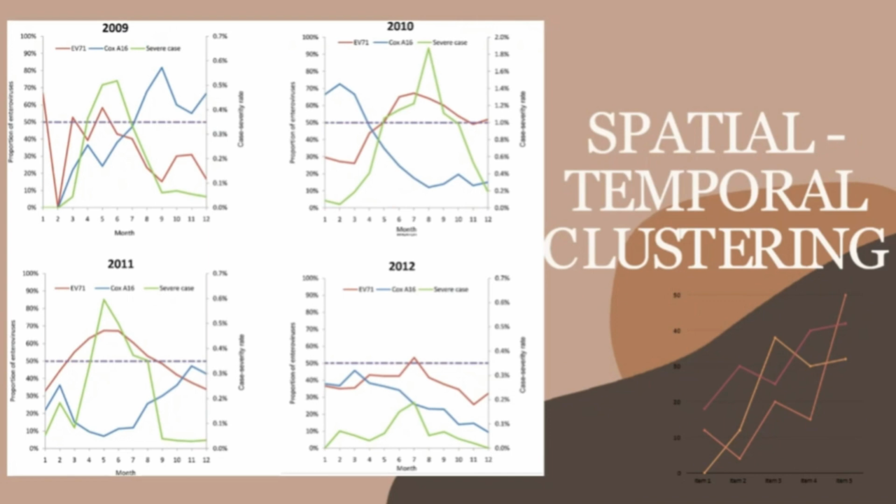We have the next example. This is the spatial temporal clustering, which is called spatial temporal clustering because it involves time as well as a specific region, in which the region is the province of Zhejiang in China. This is a graph of the hand-foot-mouth disease that happened in the region, in which several enteroviruses are responsible for each attack during each year.